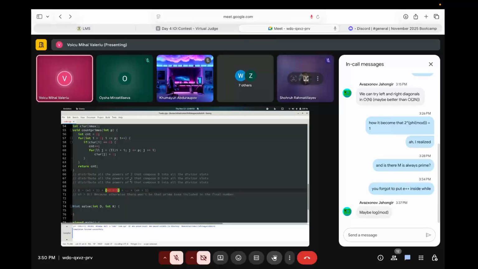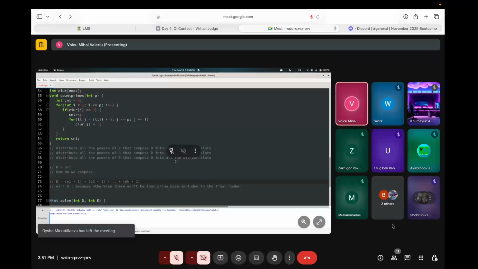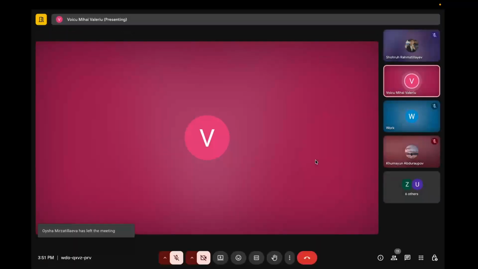That is, every single position will have a value distributed to it at some point. For simplicity at the beginning, assume that D is equal to P to the power of some T. Then how do we compose it? Ignore the fact that it's +1, I might as well delete that because it's useless. How do we compose D as a product of such divisors to get P to the power of T? Obviously, every one of these will have to be a power of P.